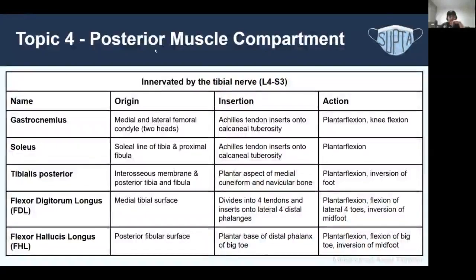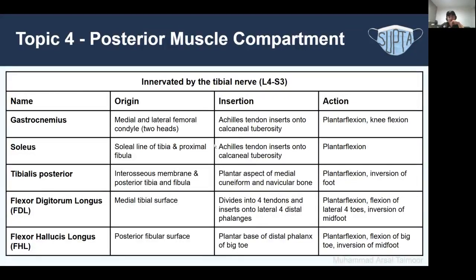And then you've got finally the posterior muscle compartment, so the gastrocnemius and soleus, more superficial. Remember the gastrocnemius relation to the popliteal fossa. It has two heads forming the inferior borders of the popliteal fossa. It's inserting onto the Achilles tendon similar to the soleus, onto the calcaneus, and its actions are to plantarflex. So all of these muscles plantarflex.